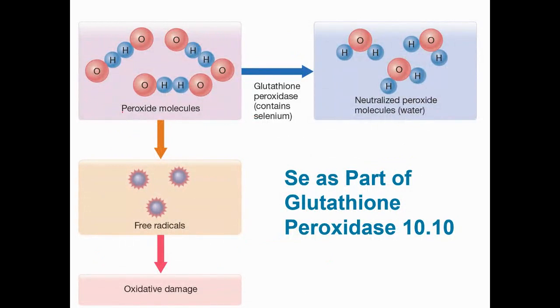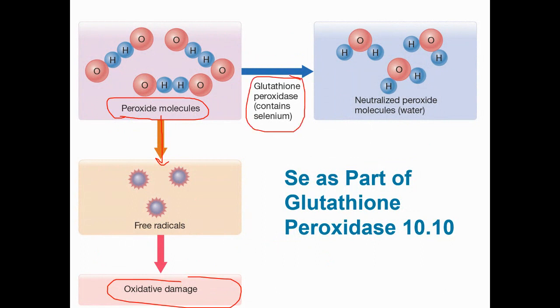So here are peroxide molecules, and these can become free radicals. If they can become free radicals, they can cause oxidative damage. But it is specifically peroxide molecules on which glutathione peroxidase acts.